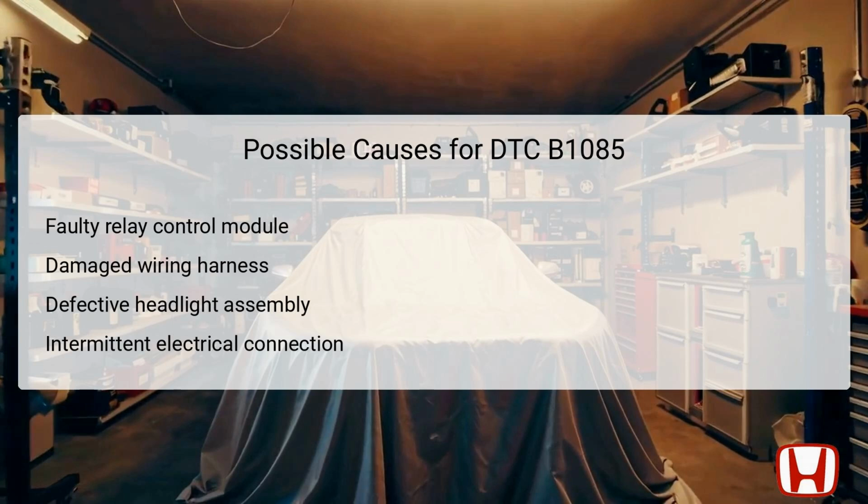One of the primary suspects is a faulty relay control module, which can lead to improper signaling and power distribution to the headlights. Another potential issue could be a damaged wiring harness that may create shorts or disconnections, hindering the flow of electricity. Additionally, a defective headlight assembly could misinterpret the electrical input, leading to operational failures. Intermittent electrical connections due to corrosion or wear can also trigger this code by causing inconsistent behavior in the headlight operation. By understanding these causes, technicians can focus their diagnostic efforts more effectively and isolate the problem.